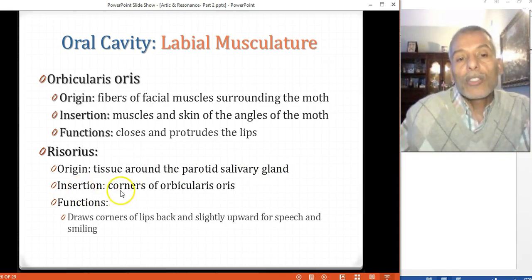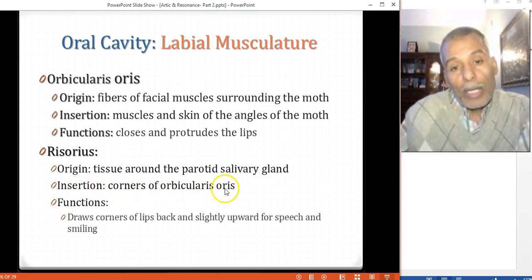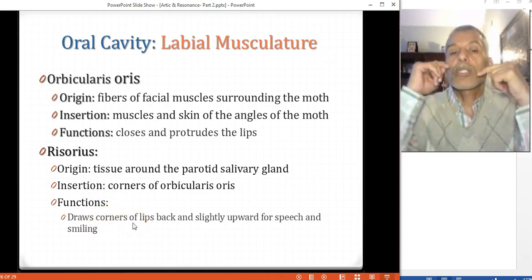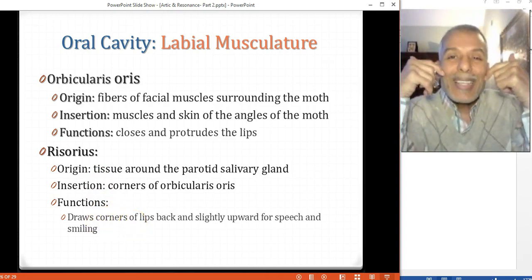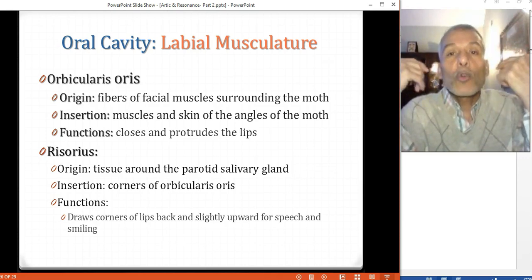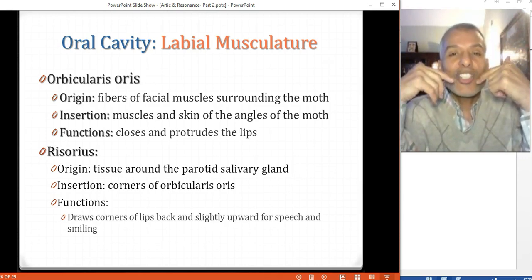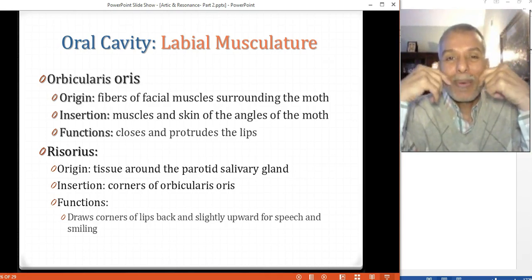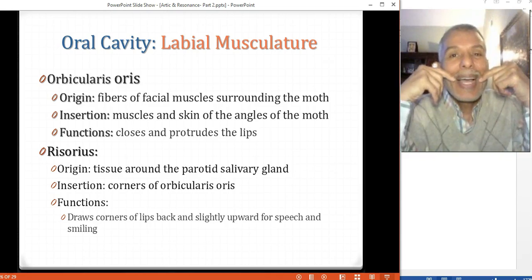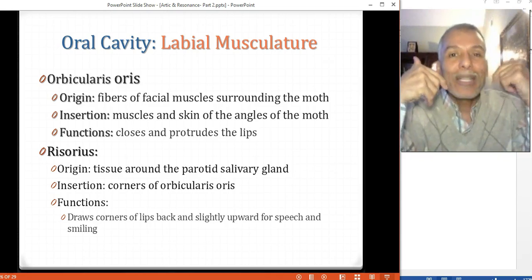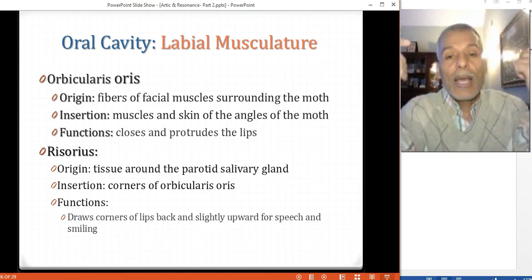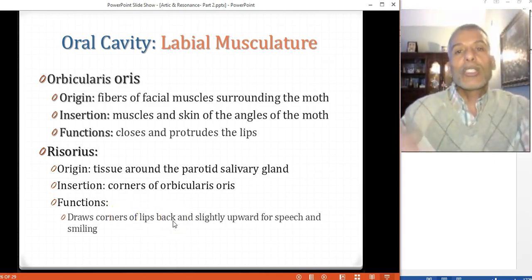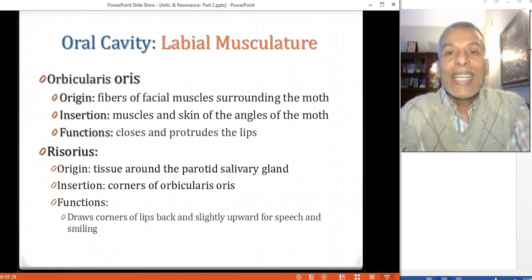Then, again, it inserts onto the corners of the lips, left and right, and the functions are to draw the corners of the lips backwards and slightly up for speech and for smiling. It's the muscle when you say cheese, you go ee, and you retract the corners of your lips, and you kind of bring them up a little bit. So it contributes to smiling and also to speech when you say the sounds E and I.